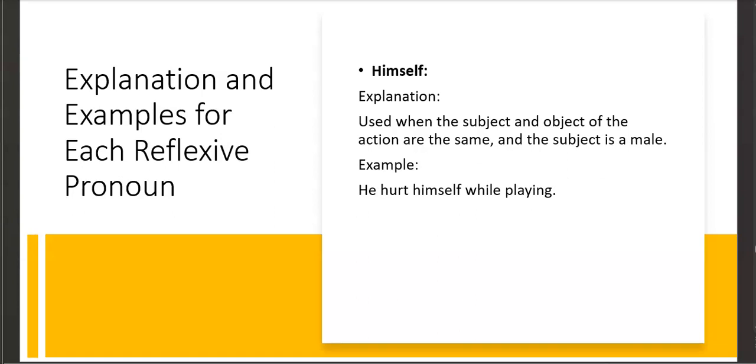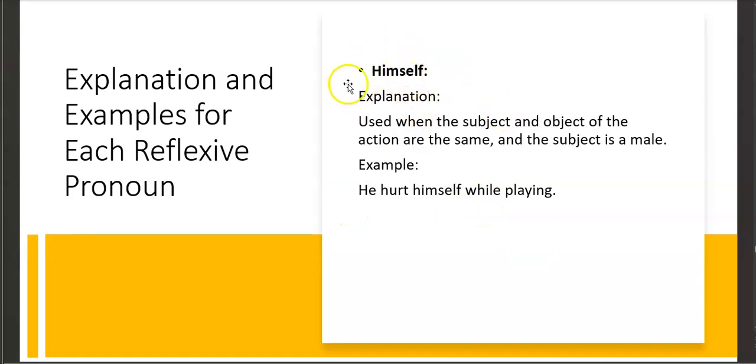Then the use of himself comes in when the subject and the object of the action are the same, and the subject is a male. Notice that again. So himself is used when the subject is a male. He hurt himself while playing. So here you notice that it's a male or a boy, and no one else hurt him, but he hurt himself. So that is when we use himself.